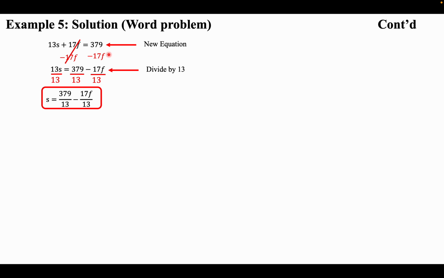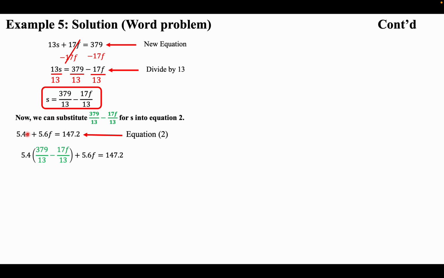Now, once you know what S is equal to, you can plug it into the other equation, which in this case would be equation 2. Here is our equation 2. Let's plug this fraction in for S, and let's distribute this 5.4 to get this equation. We don't like to deal with fractions, so let's multiply everything by 13.